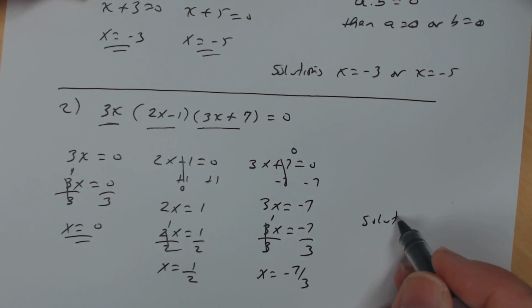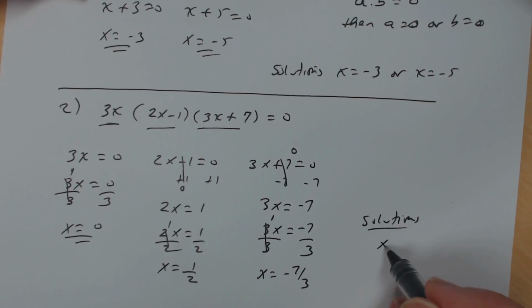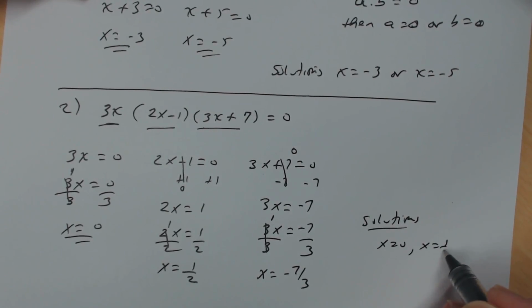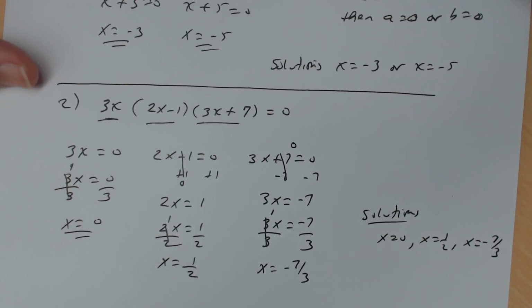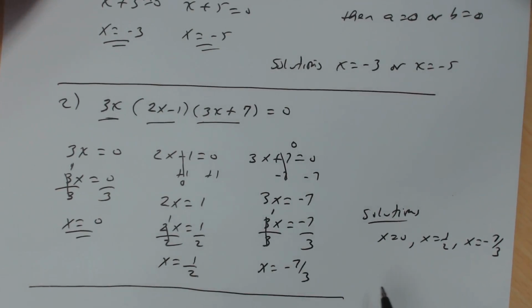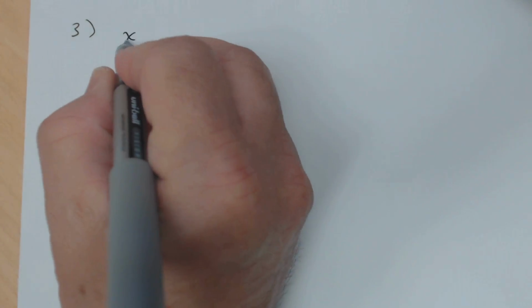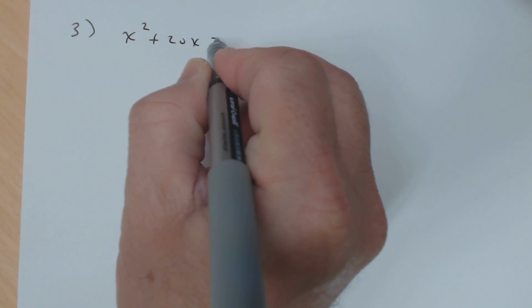So your solutions are x equals 0, x equals 1/2, and x equals negative 7/3. All right. Now let's look at this one. Number 3, you have x squared plus 20x equals 0.